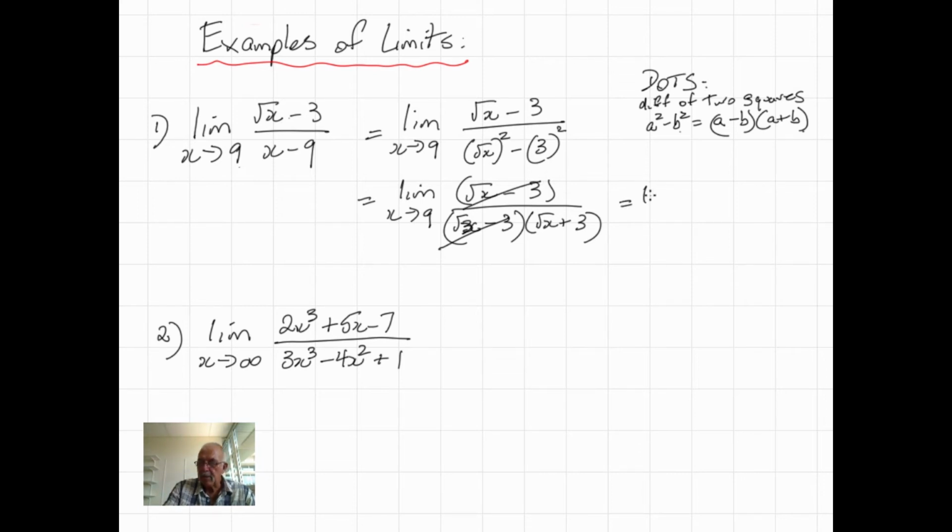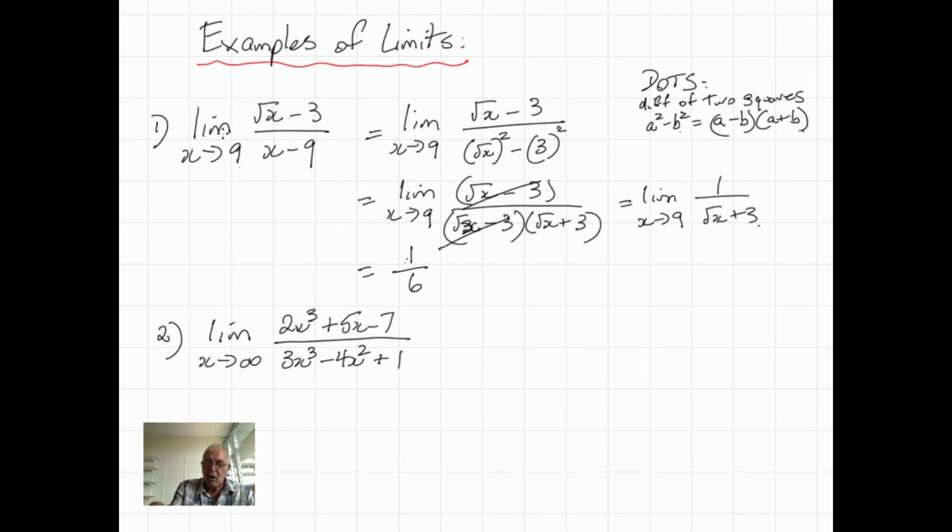And so we've got the limit as x approaches 9 of 1 over root x plus 3. So we're just left with that down there now. Some of you will go straight from here to the answer. Now we can substitute in, we won't get a 0 top or bottom. So as x approaches 9, the square root of 9 is 3, plus another 3, so that'll be 1 over 3 plus 3, which is 1 over 6. So the limit as x approaches 9 of root x minus 3 over x minus 9 is equal to 1 on 6.